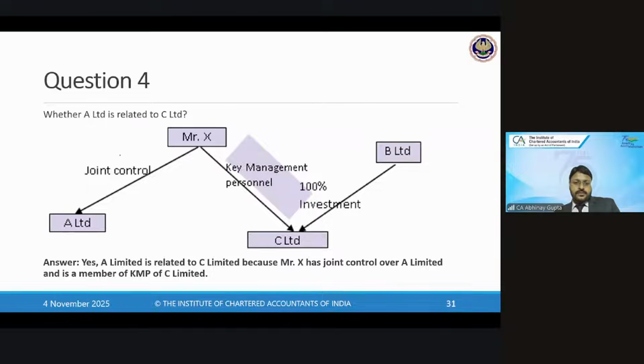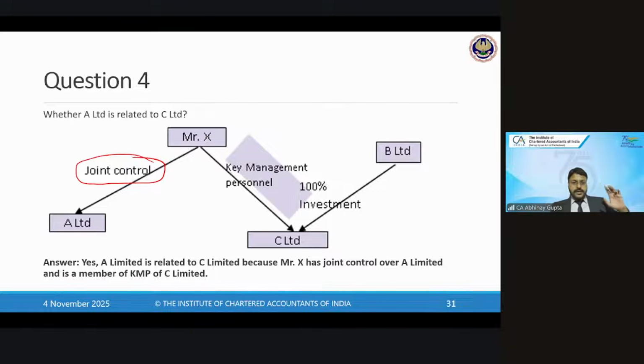Joint control. Yes, it is more than 50%. No. Joint control is not about more than 50%. Joint cannot be more than 50% anyway, right? It could be maximum 50 because if it is more than 50, then it is not joint. It is control, controlled, right?